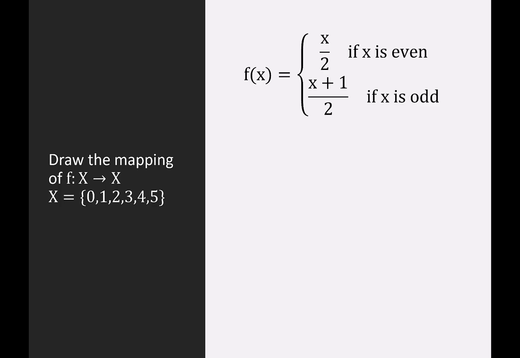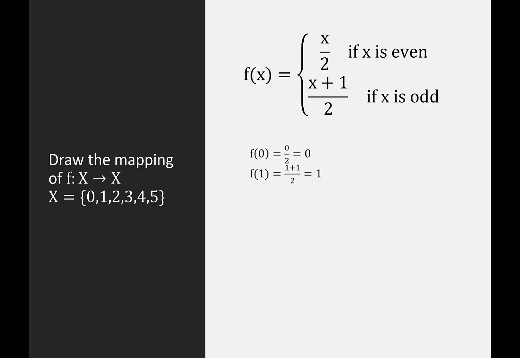This time f is defined to be x over 2 whenever x is even, and it's x plus 1 over 2 if x is odd. Let's plug all of those values in individually. We'll start with 0. 0 is even, which says I should divide it by 2 to get 0.